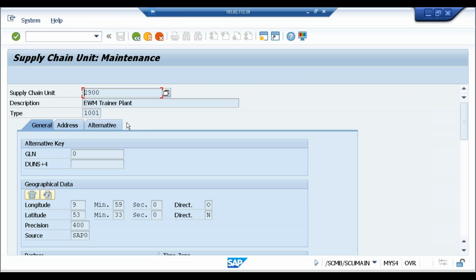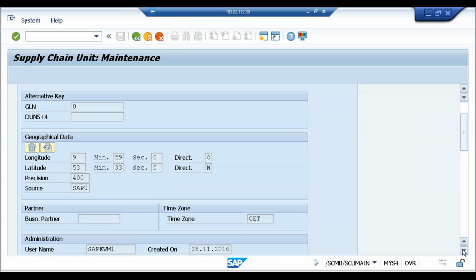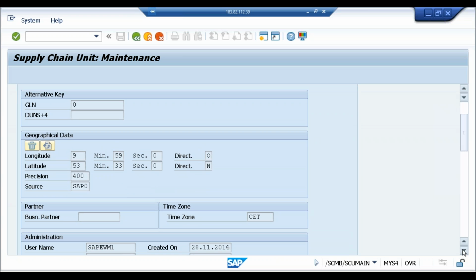We display this one. Here we have three tabs: General, Address and Alternative. In the General tab we have the geographical data of the warehouse. Because this data is captured in the supply chain unit which we assign to the configuration, the system will capture the geographical location for that particular warehouse. Another important thing is the time zone in which that warehouse is working, because based on the time zone the system will capture the time.